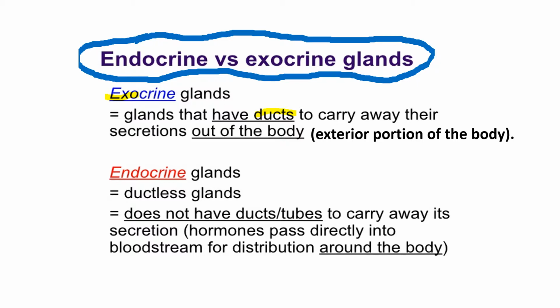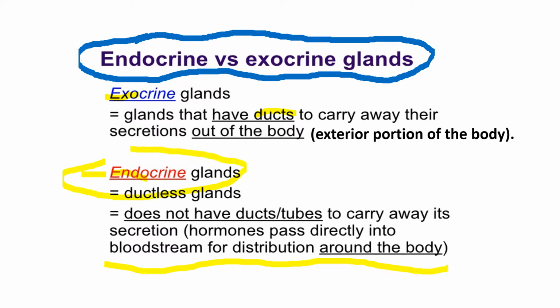A lot of times these exocrine glands may be located close to the target cells or the target organs that they impact. Whereas with the prefix endo, meaning within, endocrine glands are ductless, so they don't have any ducts or tubes to carry their secretions. Since they don't have ducts, they put their secretions, their hormones, directly into the bloodstream, so that the bloodstream can distribute their hormones throughout the body. Exocrine chemicals go toward the exterior of the body and are not carried by way of the bloodstream, whereas hormones released from the endocrine glands are carried away by the bloodstream.